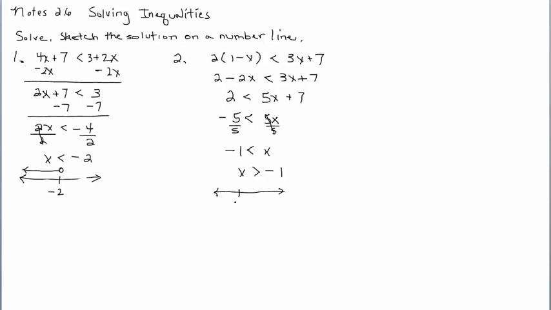The number line is easy. Indicate negative 1, open circle. Greater than negative 1 would mean any number that's greater than negative 1, when put in for this x, and the computations were done, would make the left side of the inequality less in value than the right side.